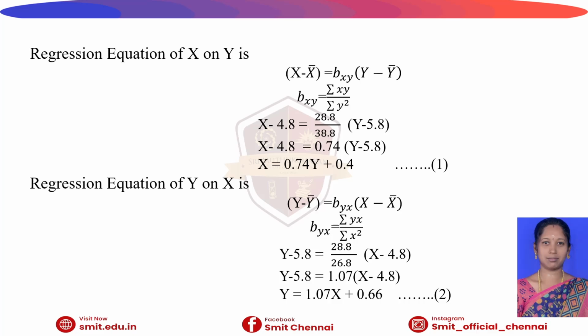The regression equation of y on x is y minus y bar equal to b of yx into x minus x bar. b of yx is equal to summation of xy divided by summation of x square. In this, we get the values from the sum. We put the values in these formulas. Then we get y is equal to 1.07x plus 0.66.